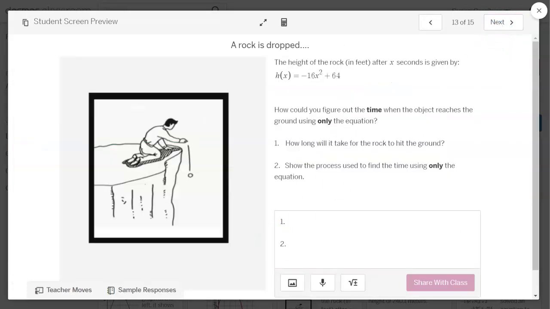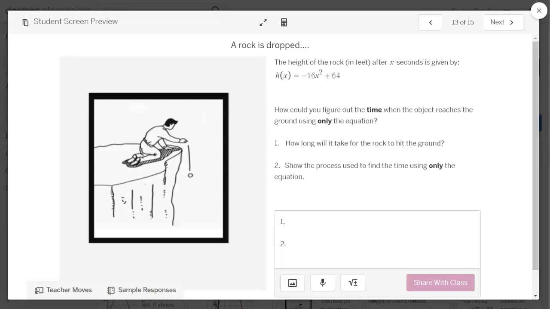Okay, this next one is about a rock is dropped. Now we are transitioning away from the graph, which was screen 12, which is kind of a summary of everything they should know up to this point, to now we're going to look solely at the equation. How could we just use the equation to figure out a time when the object reaches the ground? First, I want to know how long will it take until it reaches the ground.